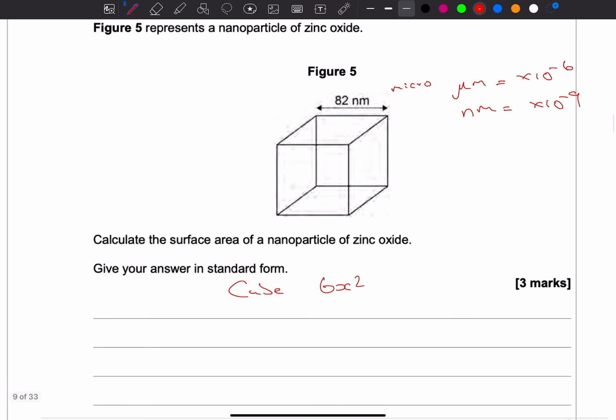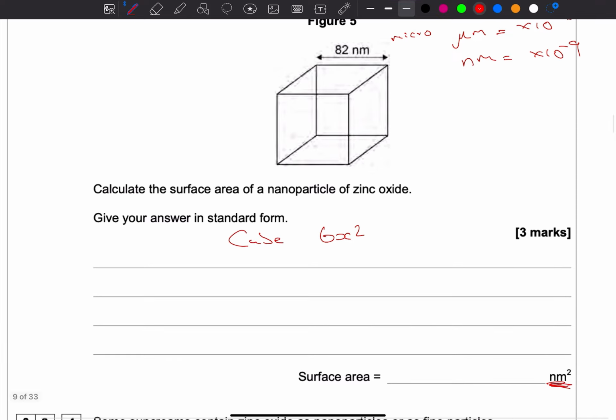Remember, it's in 3 times table, yeah? And then the other one is millimeter, if you want to convert, times 10 to the minus 3. Because remember, all of them are 3 times table. Always remember, okay? But in this question, it's only 3 marks anyway. Look, it's nanometer, that's fine. They want to keep it in nanometer. So 6 times how many nanometer? 82 squared. 6 bracket 82 squared, that's the formula.